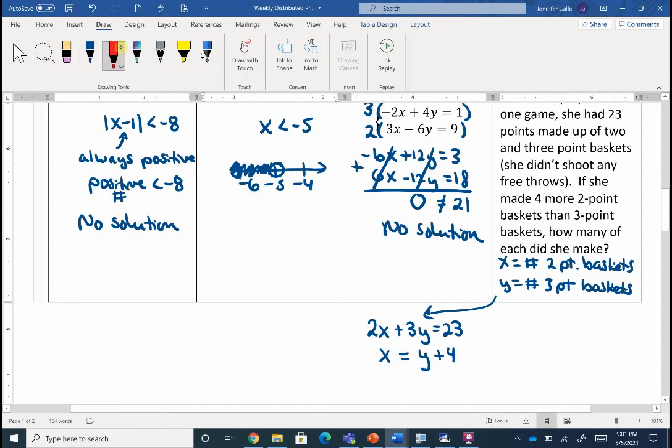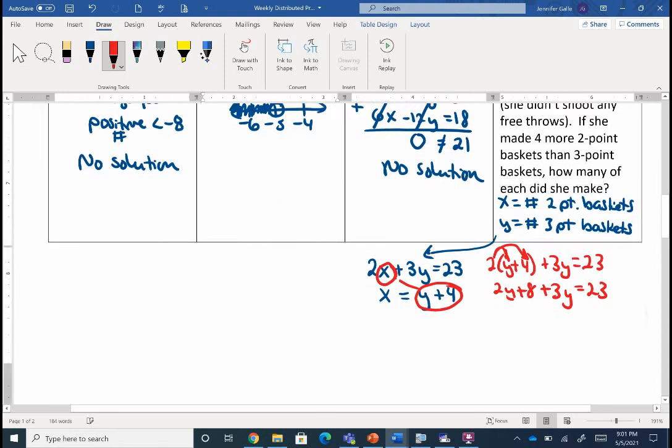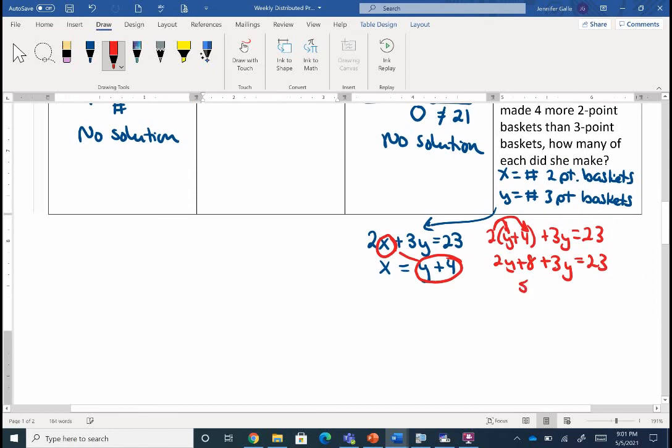The x is already by itself, which is awesome. So we're going to take what x equals and substitute it in for x. So we're going to have 2 times y plus 4 plus 3y equals 23. Distribute the 2. Combine our like terms over on the left side, 5y plus 8.